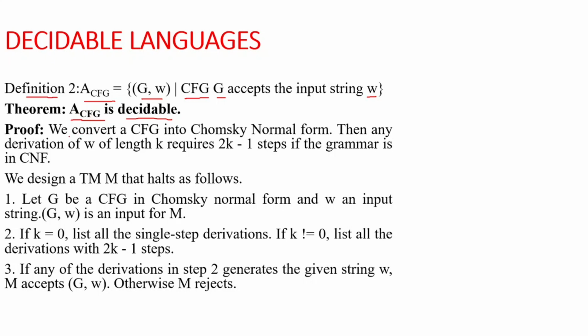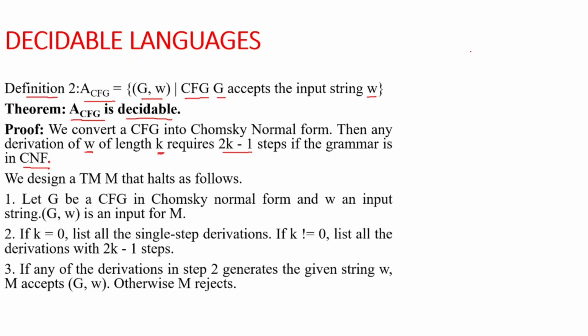The proof is again very similar to that of the previous one. Let's see in detail how we prove this theorem. First, we have to convert the context-free grammar into CNF, the Chomsky normal form. Then any derivation of a string W of length k requires 2k-1 steps if the grammar is in CNF. This is the universal rule. If the Chomsky normal form grammar is able to generate the string W, then it will take 2k-1 steps in its derivation. What is k? K is nothing but the length of the string.